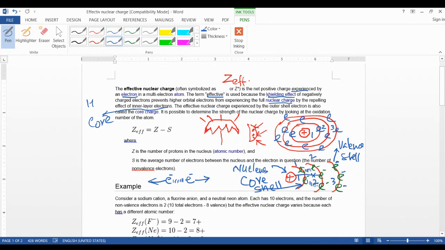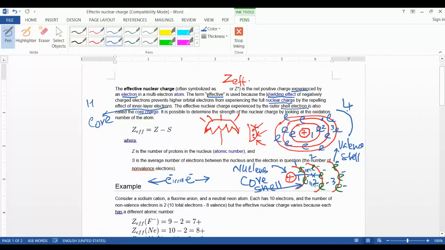The effective nuclear charge experienced by the outer shell electron is also called core charge. Suppose the first shell is a core shell, and the second shell is also a core shell. If you have another one, this is also a core shell. This is 1, 2, 3. This is the fourth shell. So it will be like this.